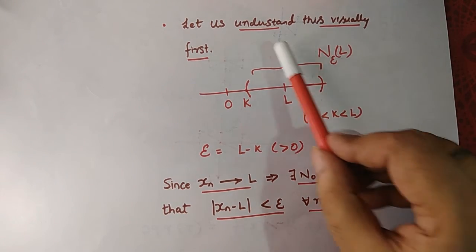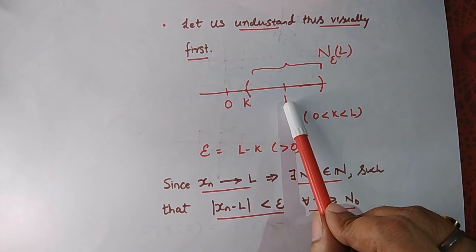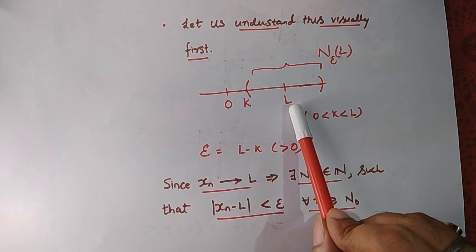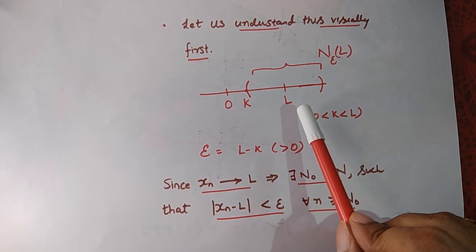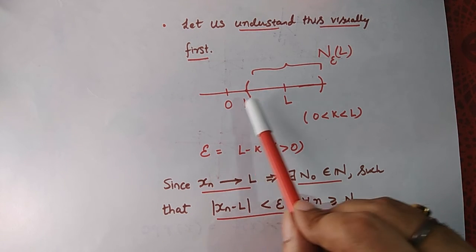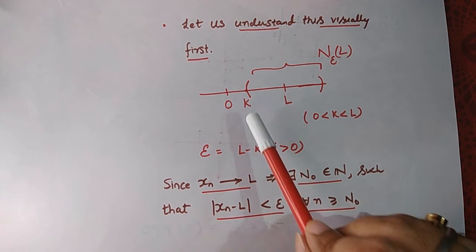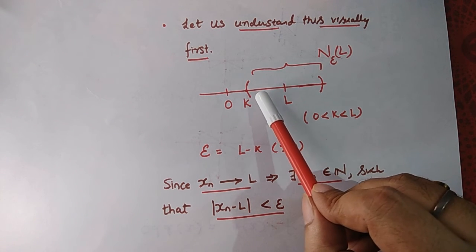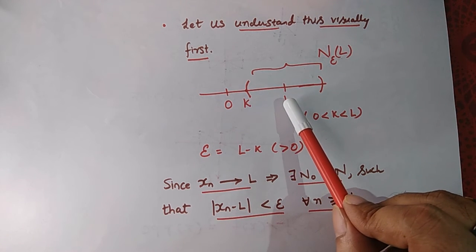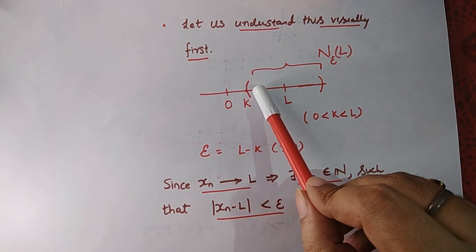Let us understand this proposition visually first. So xn is a real sequence which converges to some number L which is positive, strictly bigger than 0, as you can see. What the proposition says is that let k be any number between 0 and L. So this is the number k which is between 0 and L. So the proposition says that there exists a natural number n naught such that xn is strictly greater than k for all n greater than equal to n naught.